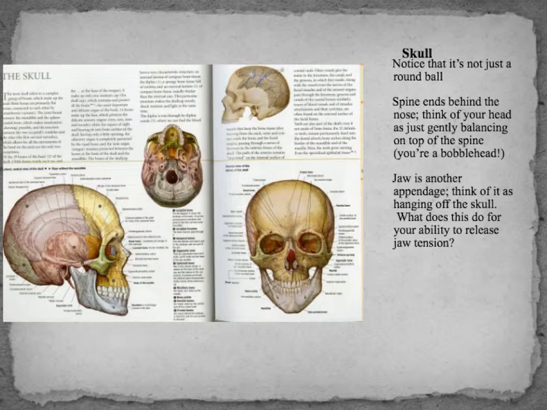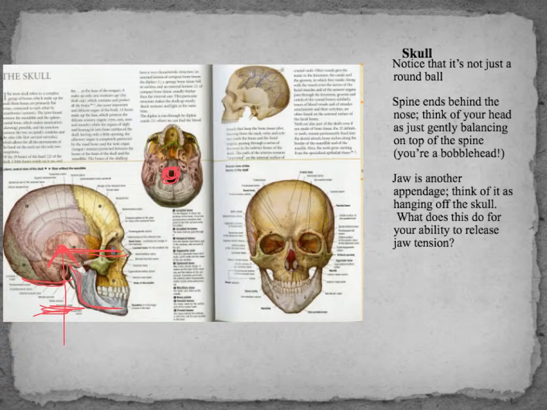And then we're going to look at the skull. Notice that it's not just a round ball, right? We tend to think of the skull as like a bowling ball. But if you notice, the jaw hangs off here, right? The spine ends all the way up here. The spine ends behind the nose. So a lot of times we tend to think of the spine as ending at the base of the neck, but really it goes all the way up into the skull, right? Into this balancing area right there.